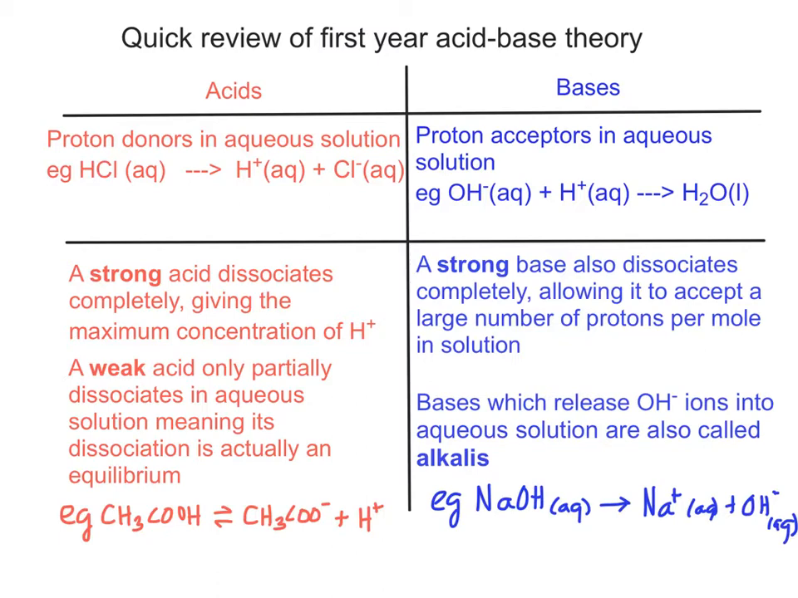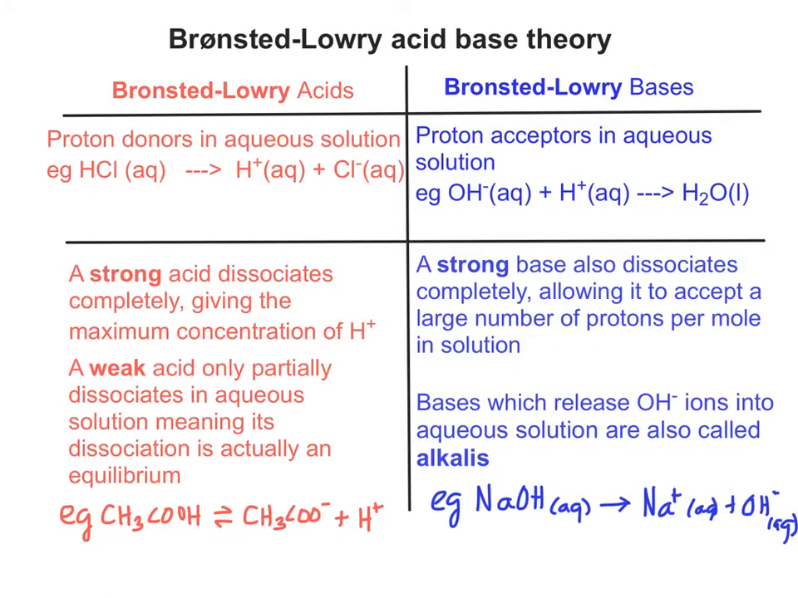So for a weak acid I've given the example of ethanoic acid, CH3COOH, and for a strong base, an alkali, I've given sodium hydroxide as the example. And these ideas just discussed actually marry up with what's called Bronsted-Lowry acid-base theory. So Bronsted-Lowry acids exhibit all these behaviours in terms of being proton donors, and Bronsted-Lowry bases are proton acceptors.